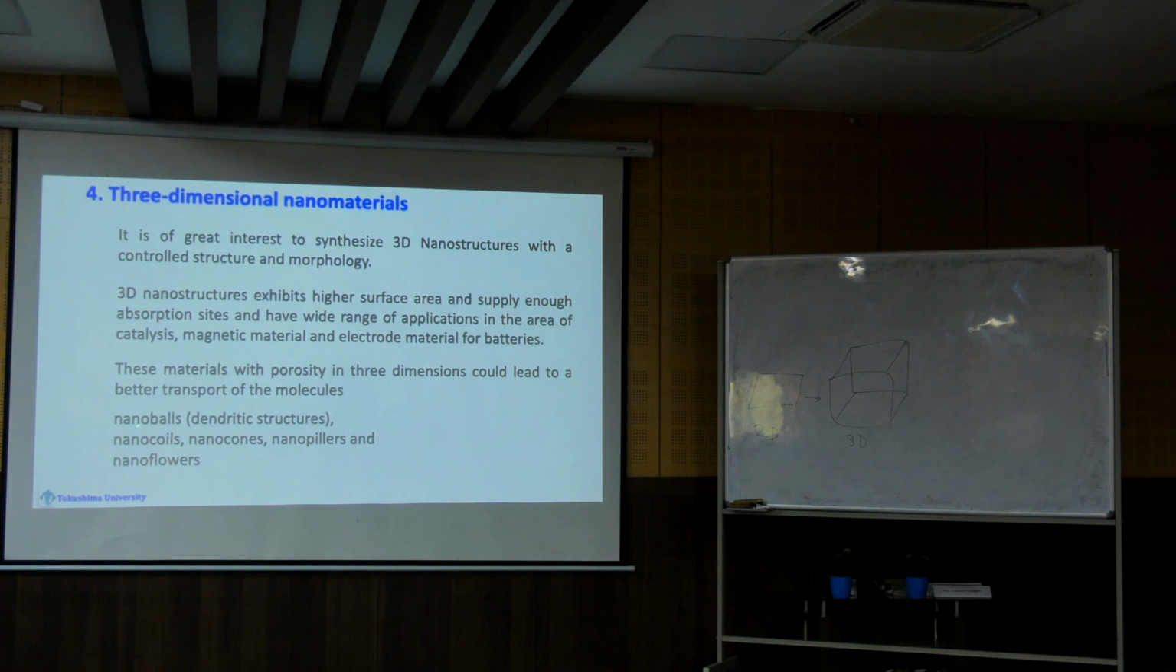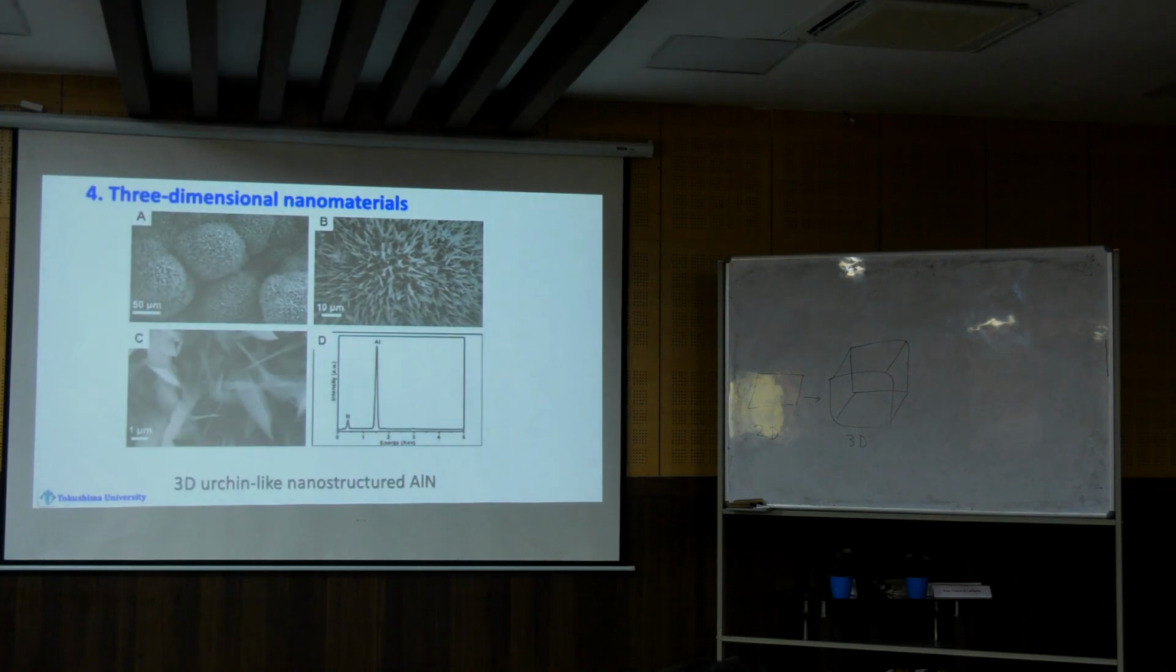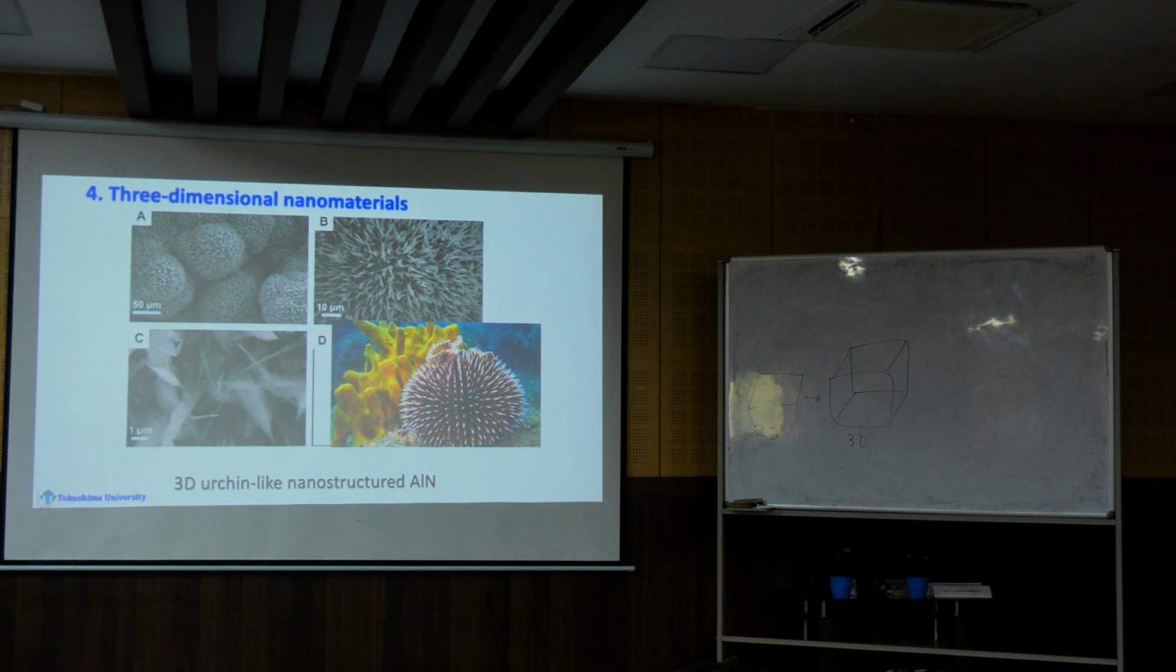Examples are nanoballs, nanocoils, nanocones, nanopillars, nanoflowers. Here you can see the example. It grows in all directions. If it doesn't grow in all directions, then it will be plate-like or maybe rod or tube-like structure. But when it grows in three directions, you can see such kind of formation of particles.